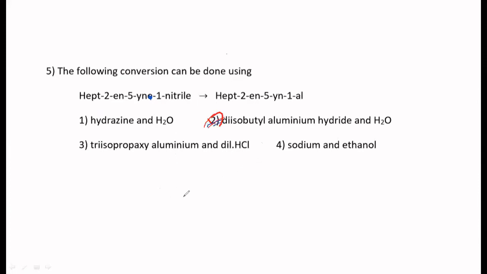Specifically, it is a selective reagent. Selectively, it will reduce nitriles. It's a very sterically hindered one. That is the reason it cannot go right inside the molecule. So on the surface only it will react, and hence it can reduce only the CN group. So that's correct. Option 2, diisobutyl aluminium hydride, which is the selective reducing agent there. Okay.